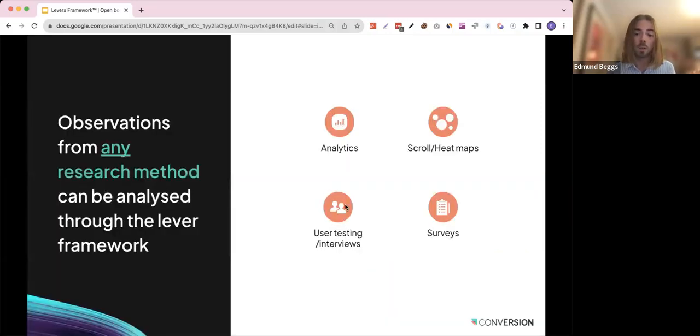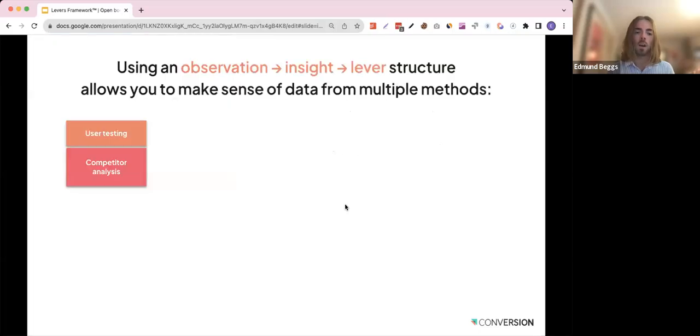We're going to look to be evidence-driven in everything we're doing, so we're not just jumping in and applying best practice. We want to develop that richer understanding of how users think in this specific site context. Examples of the kinds of research that we might use might be things like analytics, scroll or heat maps, user testing and interviews, surveys, all these complementary methods that might tell us different things that we can collect. And critically, the levers framework and how we apply it in the case of insights is going to be agnostic about what these research methods are. And we'll see that as we unpack the research approach that we take at Conversion.